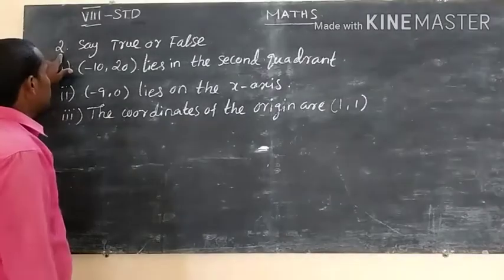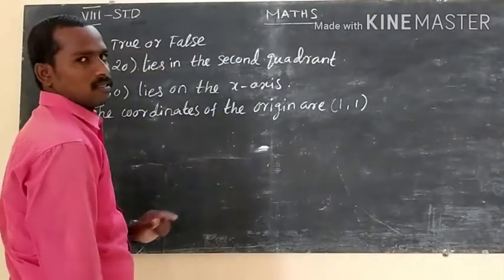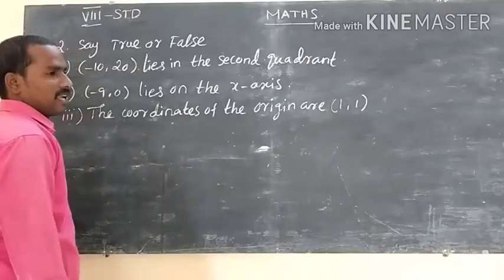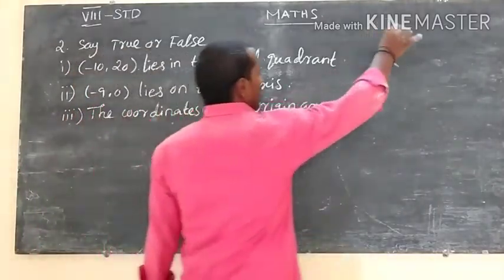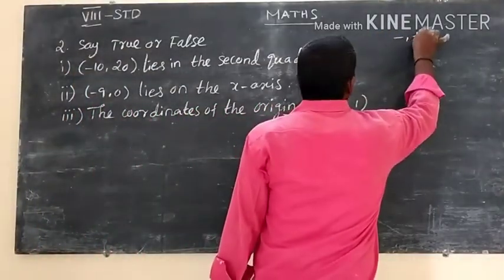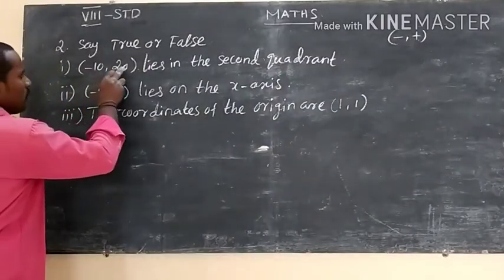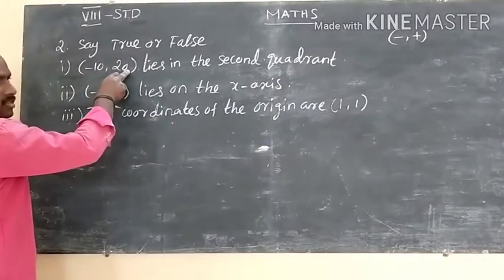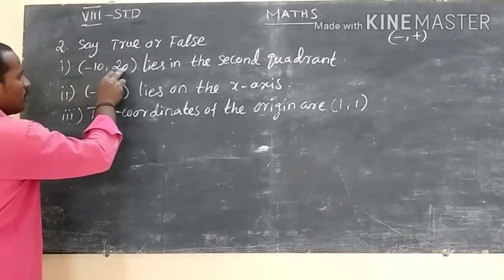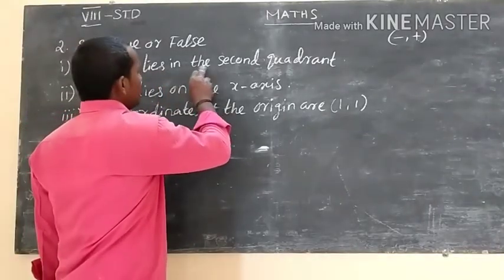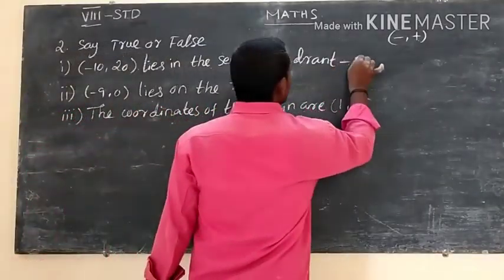Okay. The second question, say true or false. The second quadrant sign is (minus, plus). Here, minus 10, plus 20. The condition is satisfied. So (minus 10, 20) lies in the second quadrant. It is true.